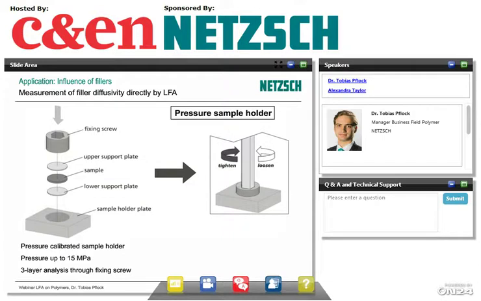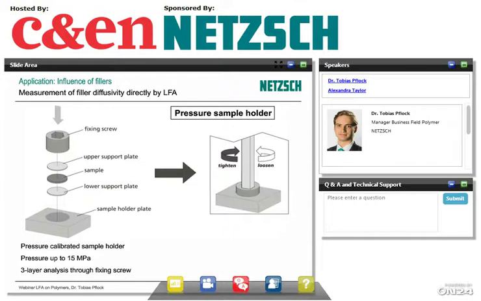Are there specific holders for liquid samples or laminated ones available for LFA 427? You mentioned 427. The 427 is another product from our portfolio that's generally used for even higher temperatures. But its principle is just the same. It's a laser flash method.